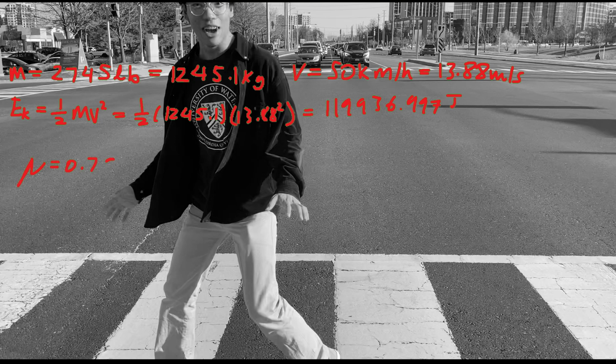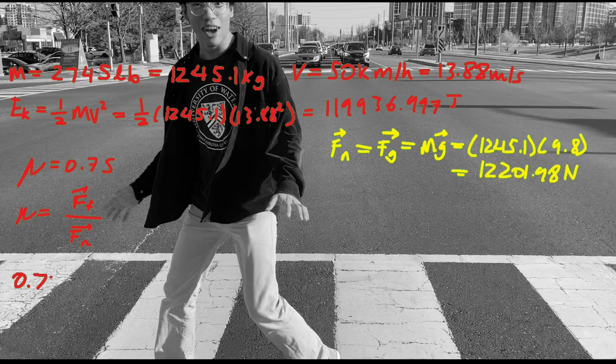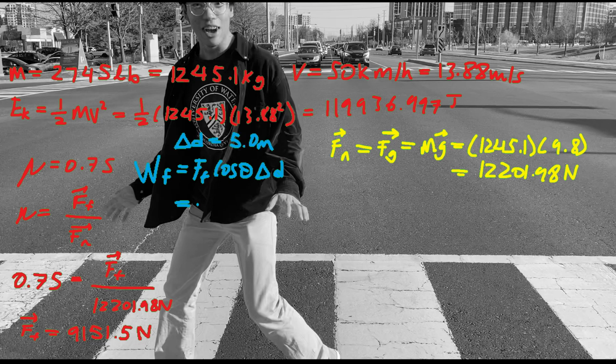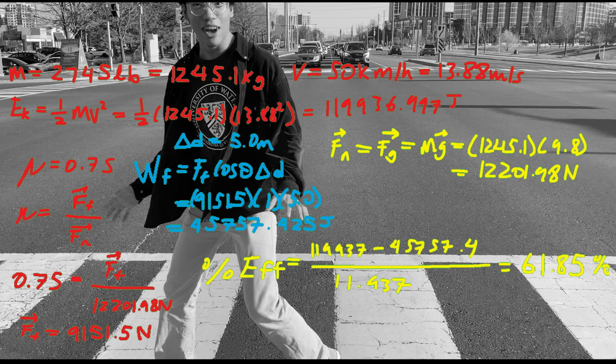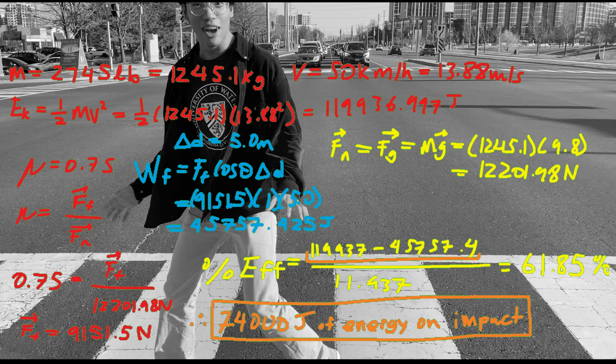Now, the coefficient of friction of sliding rubber on concrete is 0.75. Using the normal force, we find that the friction has a force of around 9,000 newtons. Multiplying this by 5 meters, we find that the friction does 46,000 joules of work in the opposite direction, meaning the car will hit me with around 74,000 joules of kinetic energy on impact, resulting in a percent efficiency of 61.85%.